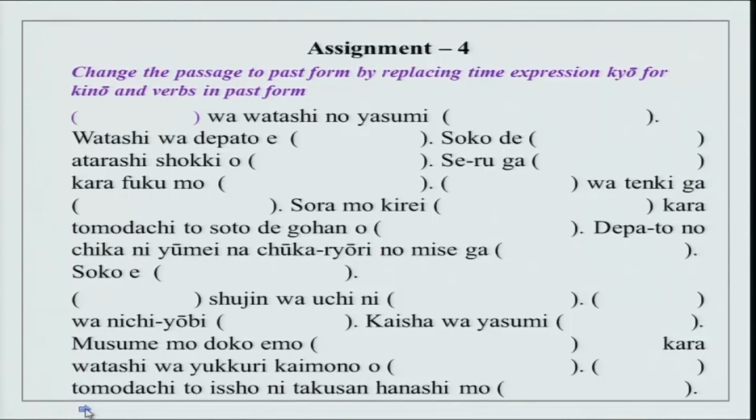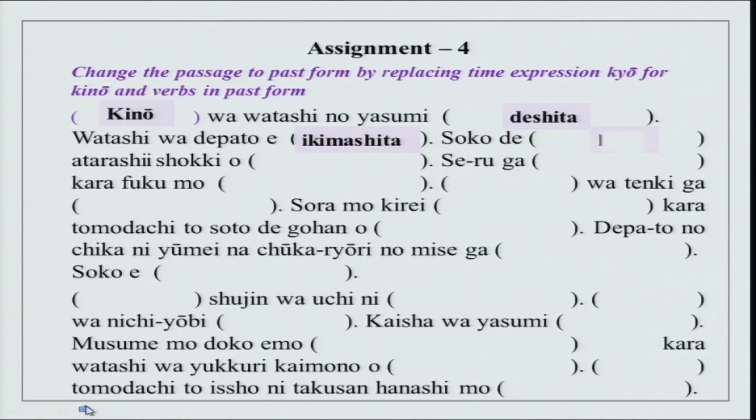So, fill in the blanks by replacing time expressions kyo with kino and verbs in past form. So, the first one is kino. Well, this passage was given to you in your last class, and all kyo have to be changed to past, all verbs in present form have to be changed into past form. The first word is kino wa watashi no yasumi deshita. Watashi wa depato e ikimashita.